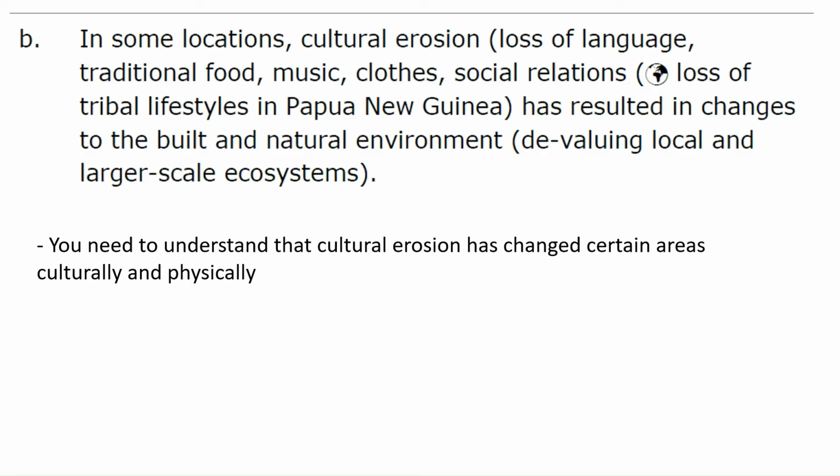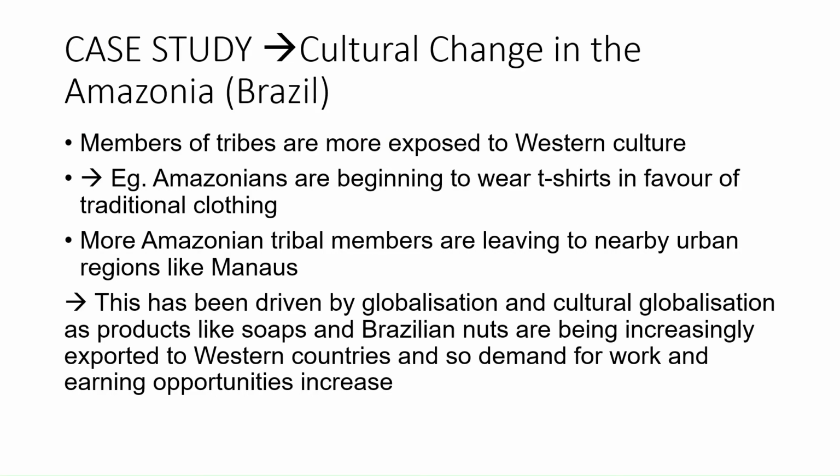So in some locations, cultural erosion, loss of language, traditional food and music, has resulted in changes to the built and natural environment. So again, this is very long, but you just need to understand that cultural erosion has changed certain areas culturally and physically. And a good case study for this would be cultural change in Amazonia, which is Brazil, and just generally about the region. So members of tribes are being more exposed to Western culture.